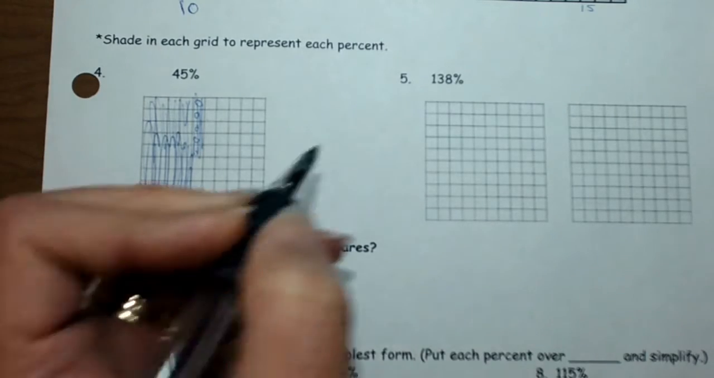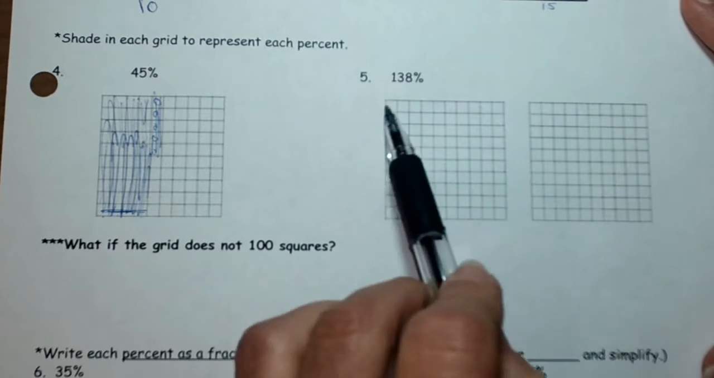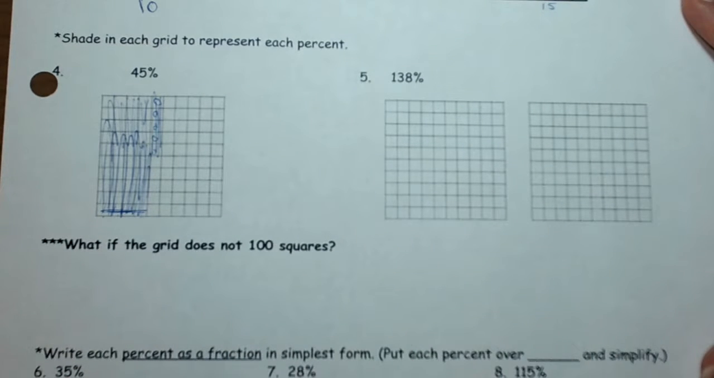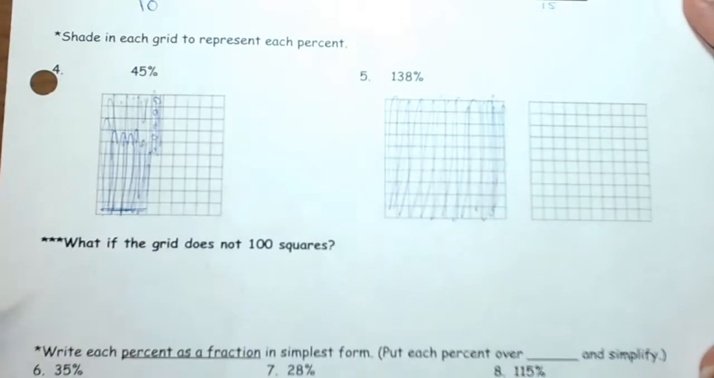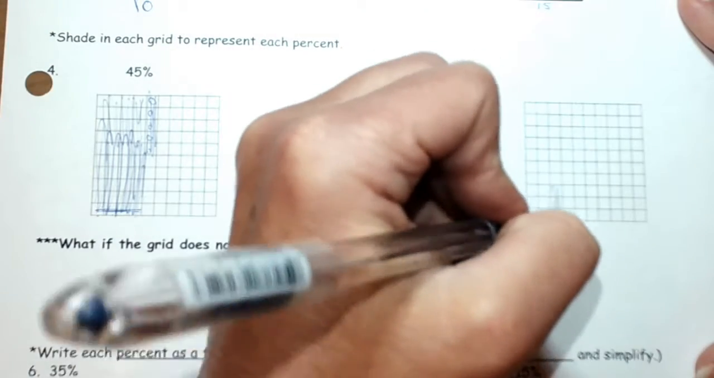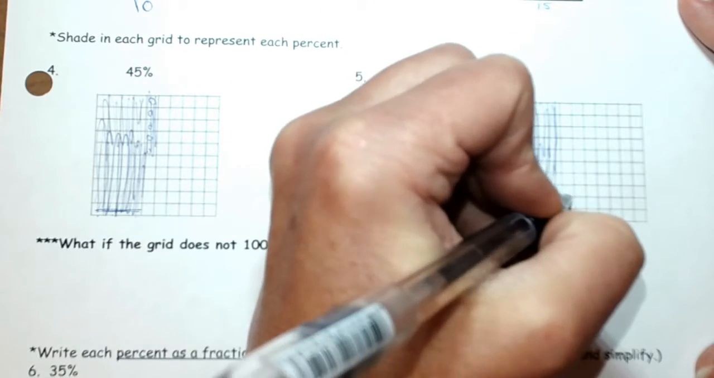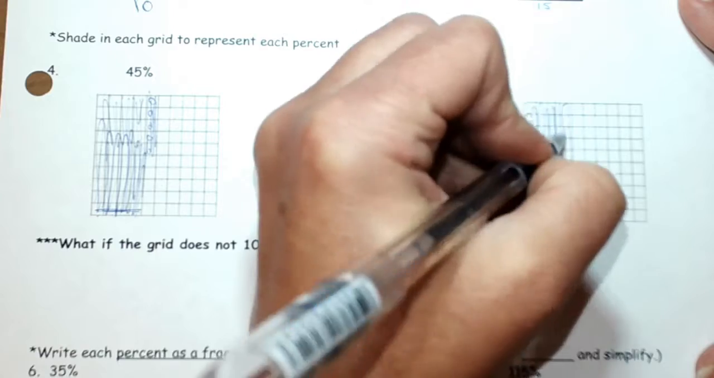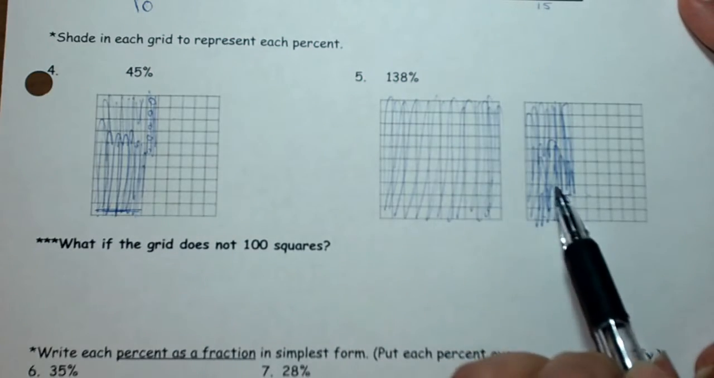Okay. Then this next one, it's over 100%. 100 squares is 100%, so I need to shade in this whole entire grid because that's 100%, plus I need 38%. So that's going to be 30 right here, plus another 8 right along here. So all totaled here, I have 138%.